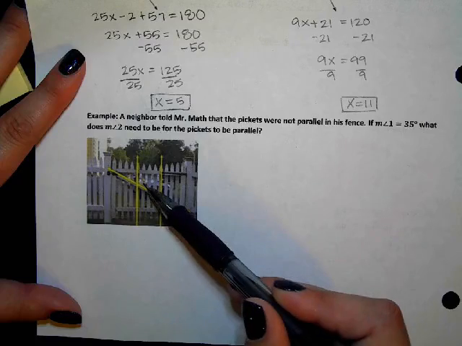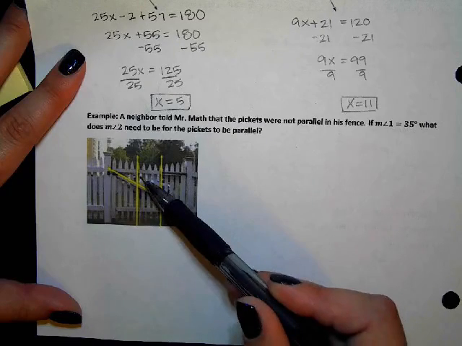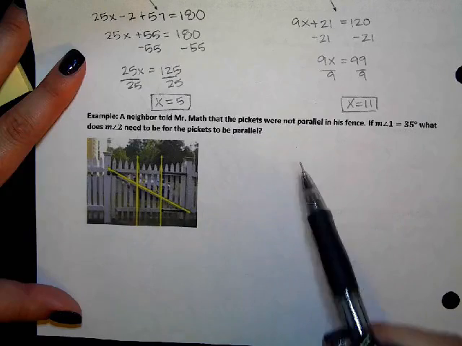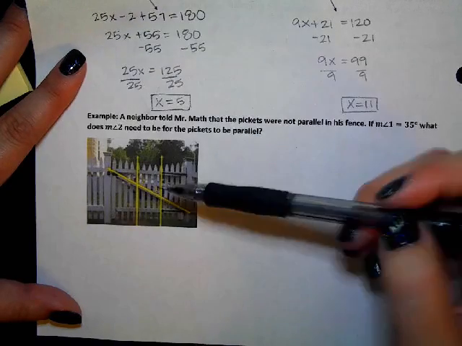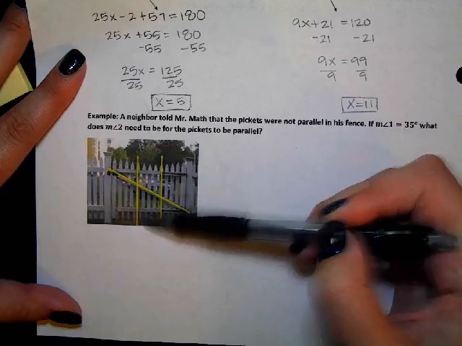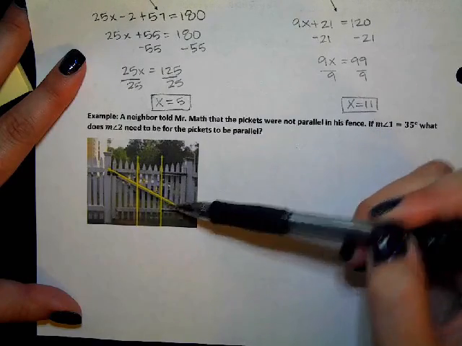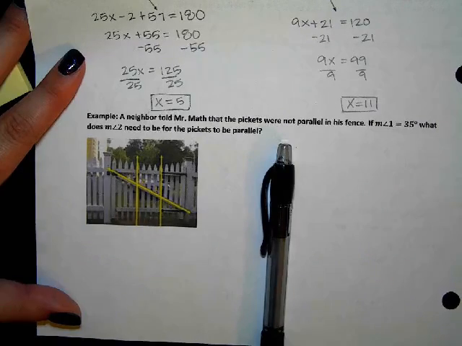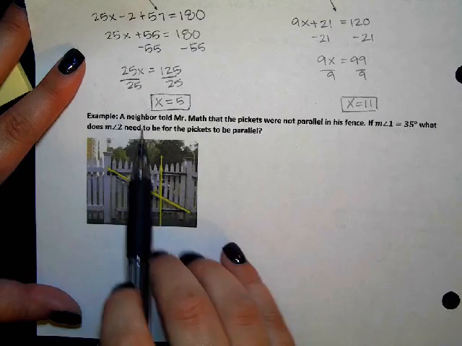Yep, same side interior. When they talk about the pickets, they're talking about these vertical lines right there, because you know how when you build a fence, you have the vertical posts. That's what they're talking about when they say pickets. So a neighbor told Mr. Math, isn't that a clever name I came up with? Okay. A neighbor told Mr. Math that the pickets were not parallel in his fence.